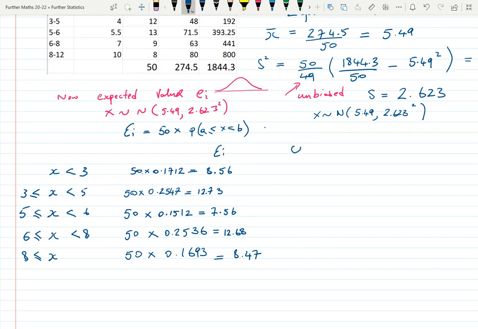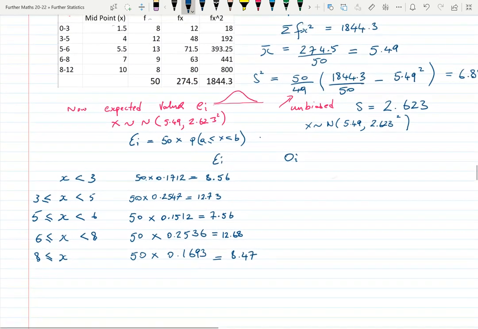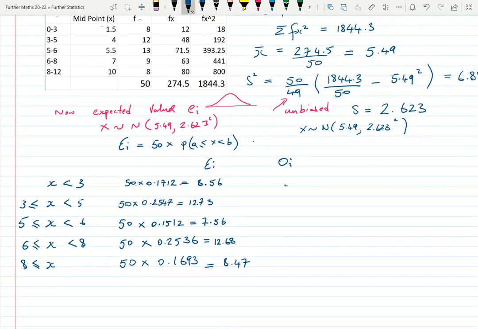Let's just put them side by side for comparison. We've got 8, 12, 13, 9, and 8. Informally, we can see some of them are matched pretty closely, like at the beginning and the end, but there does seem to be some discrepancy here. So we'll see whether these are a close enough match using our chi-squared test.